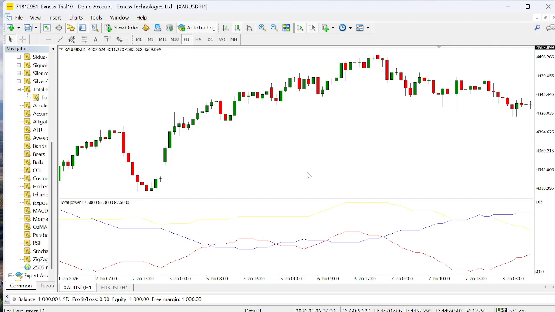The crossover of the bull or bear line with the total line can be used for conservative exits from trades, and the indicator is best combined with other technical tools for complete analysis.